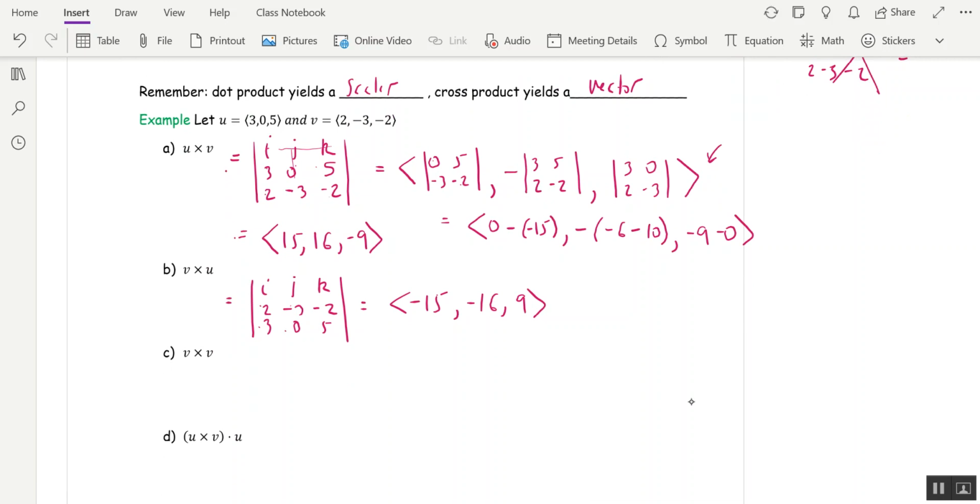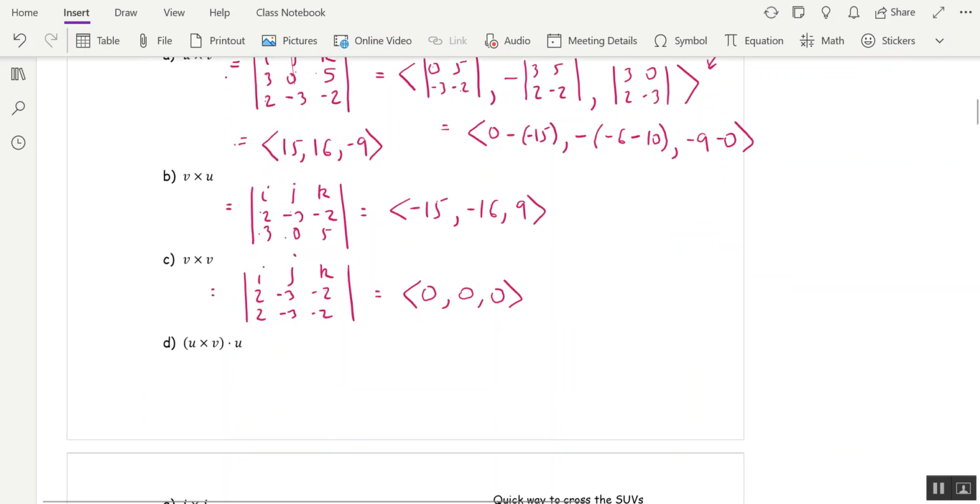V cross V. In IJK, V is 2, -3, -2. All right, so we get +6 minus 6 is 0. Second entry is negative, but it's going to be -4 plus 4, -0 is still 0. Last entry is going to be 2 times -6 plus 6, again 0. So when you cross a vector with itself, you'll always get the 0 vector. So that's not a coincidence either.